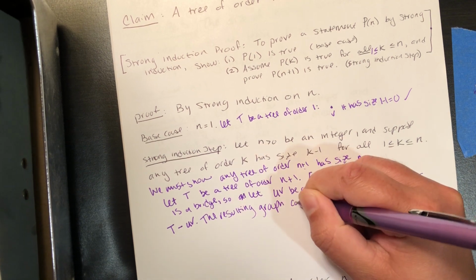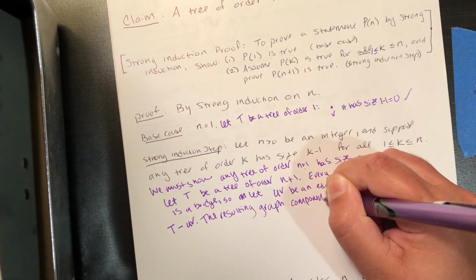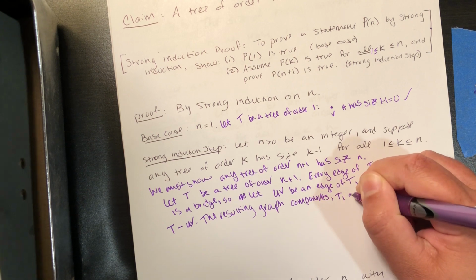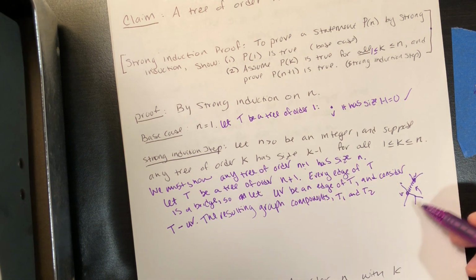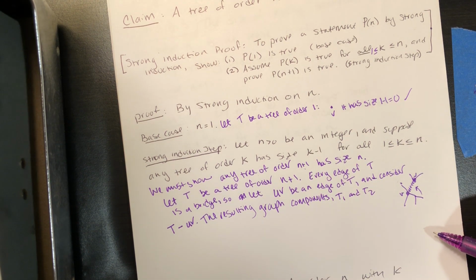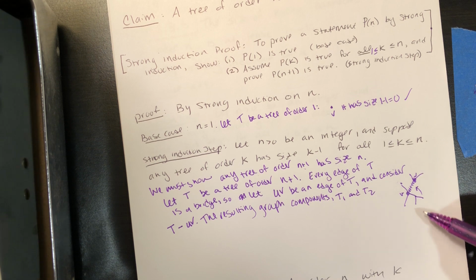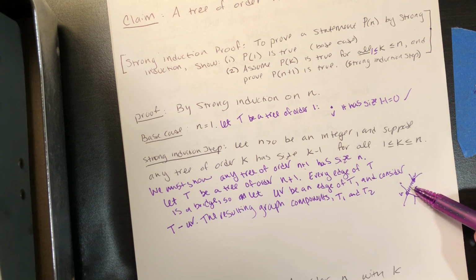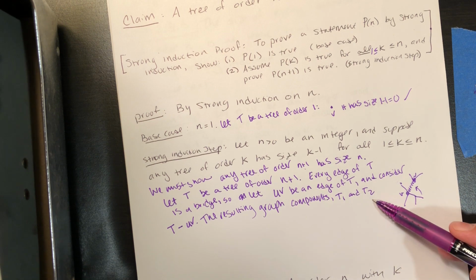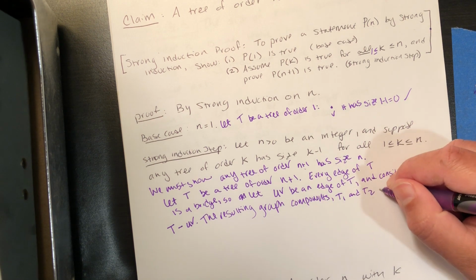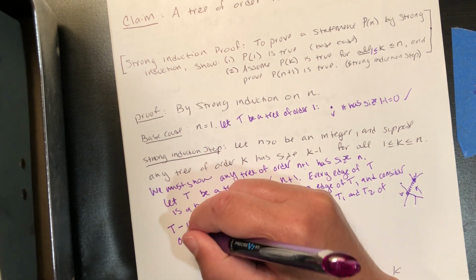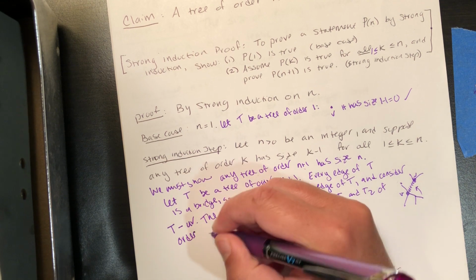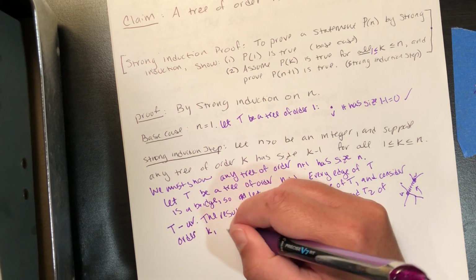which we'll call T1 and T2. And those resulting components have to be trees as well, right? Because you're not going to introduce any new cycles by deleting an edge. So these T1 and T2 are also trees, and let's just say that they have order, let's call them K1 and K2 respectively.